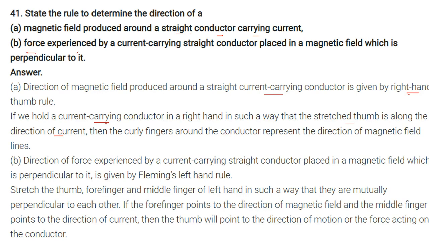Force experienced by a current carrying straight conductor placed in a magnetic field which is perpendicular to it. Here the direction of force experienced by a current carrying straight conductor placed in a magnetic field which is perpendicular to it will be given by Fleming's left hand rule. We have to stretch the thumb, forefinger and middle finger of the left hand in such a way that they are mutually perpendicular to each other. If the forefinger points in the direction of the magnetic field and the middle finger points in the direction of the current, then the thumb will point in the direction of motion or the force which is acting on the conductor.